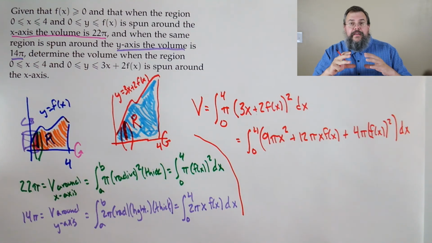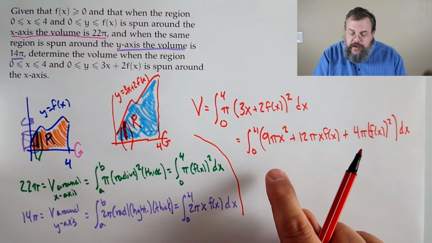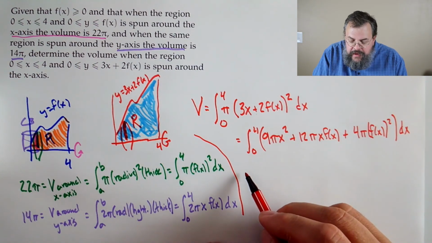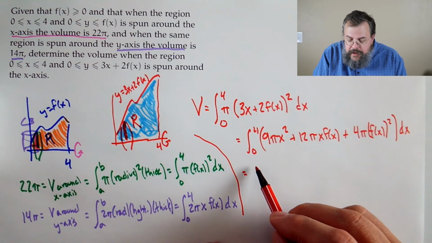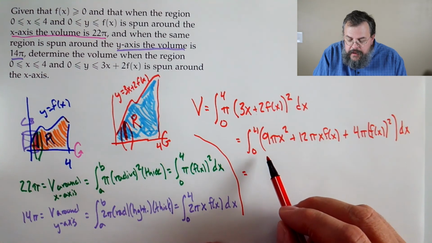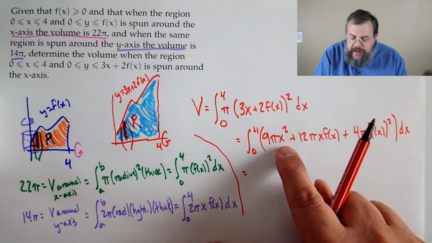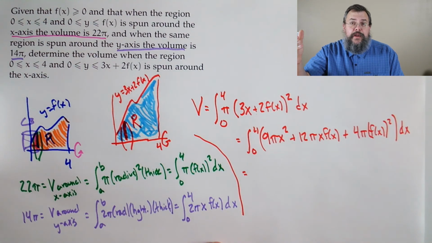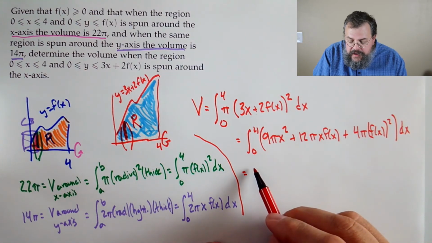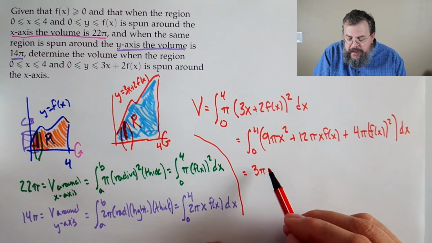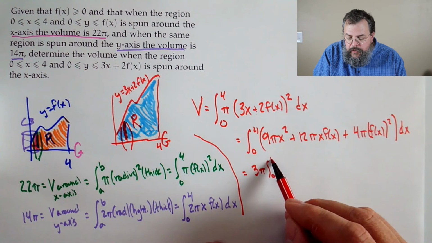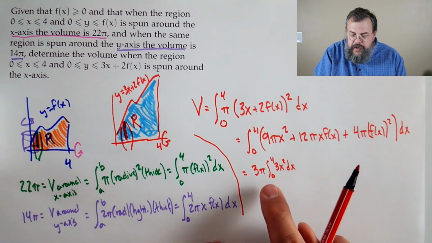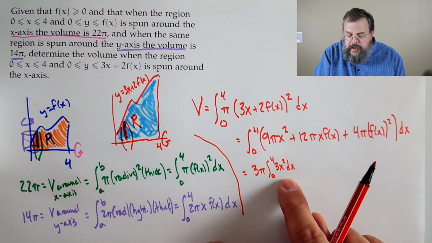So let's break this up into small pieces. Now the first piece doesn't involve f of x at all. No problem, we can handle that. So what does that become? Well, because I can see the x squared, I can anticipate what's going to happen. When we integrate x squared, we end up with x cubed. So I'm going to break it up as 3 pi integral 0 to 4 of 3x squared dx. I'm just making it so that what I integrate is easy.